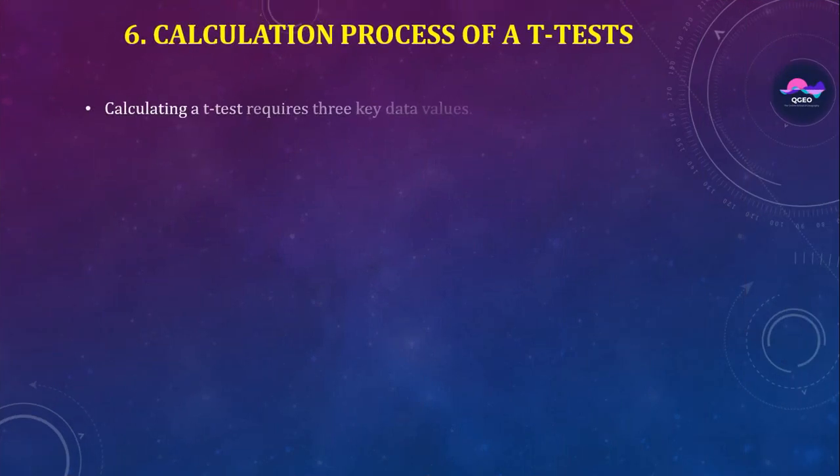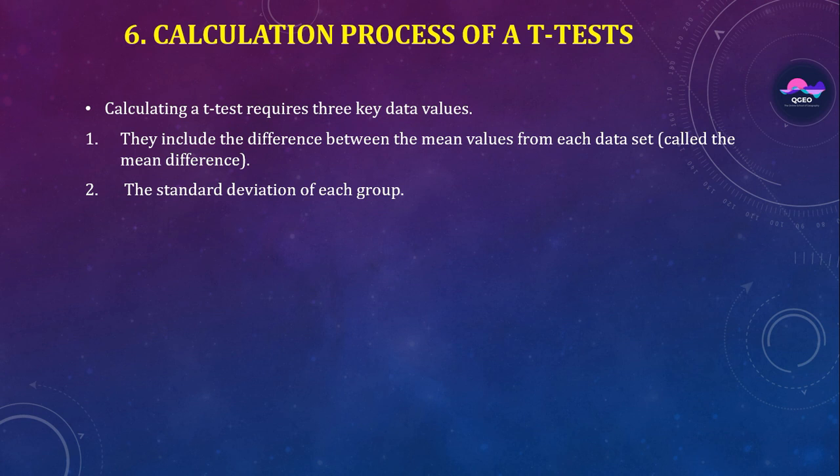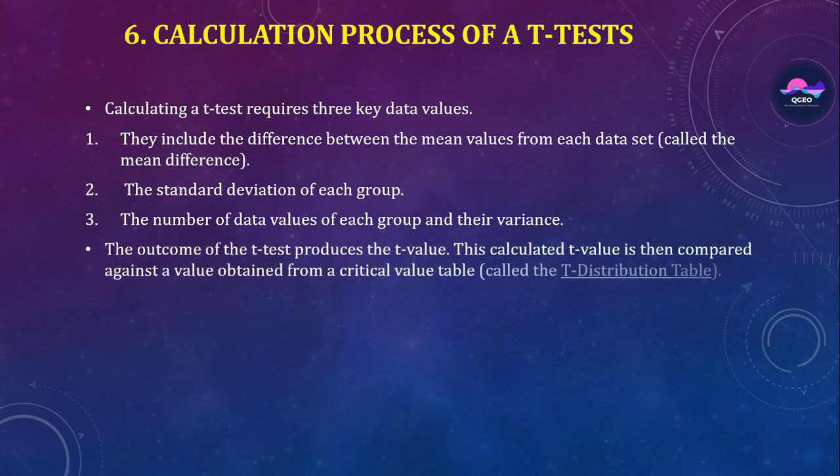Now, the calculation process of a t-test. Calculating a t-test requires three key data values. They include the difference between the mean values from each data set, called the mean difference, the standard deviation of each group, the number of data values of each group, and their variance. The outcome of the t-test produces the t-value.